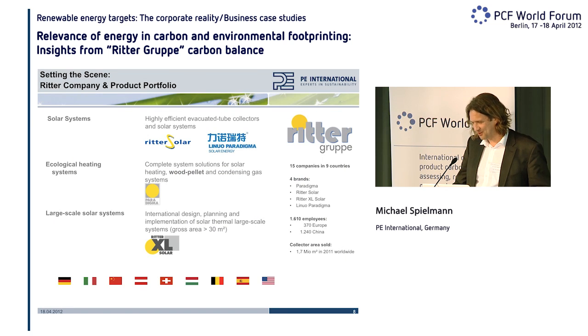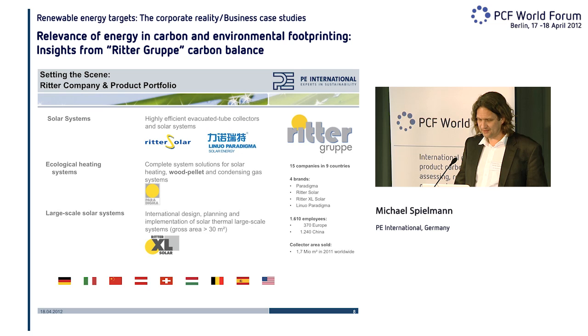The talk today is about Ritter, so I come to the company we actually did the work for. Ritter is a small and medium-sized company, about 1,600 employees. They're located close to PE in Dettenhausen. That's in the Stuttgart area. That's where the headquarters are, but they have offices and production sites all over the world, in particular in China, and that's a particular focus of the presentation today.